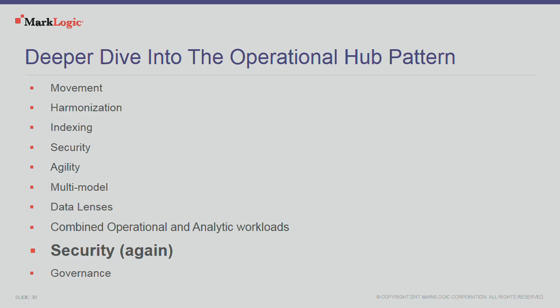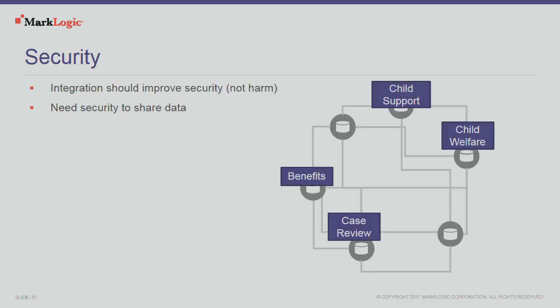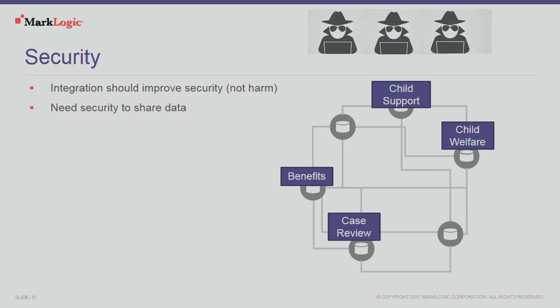I touched on security. I'm going to touch on it again briefly. So here's a bunch of systems. Again, this is a state agency, child support, child welfare. Usually, to protect the sensitive data, we focus a lot on firewalls and networks. And we call this the hard shell model of security, right? And the metaphor is hard shell, sweet, gooey center.